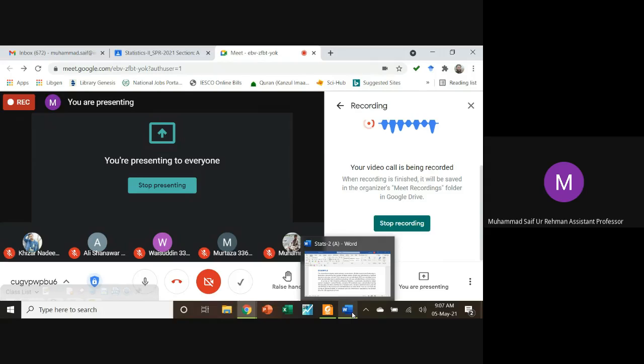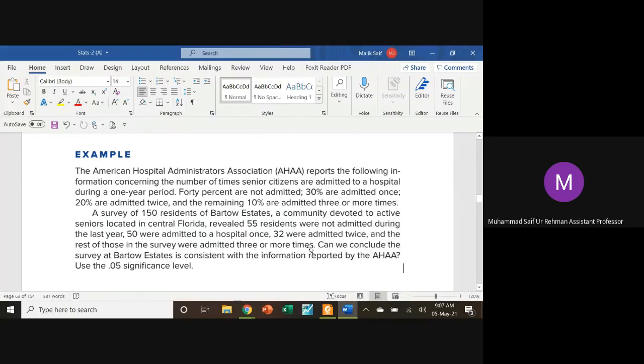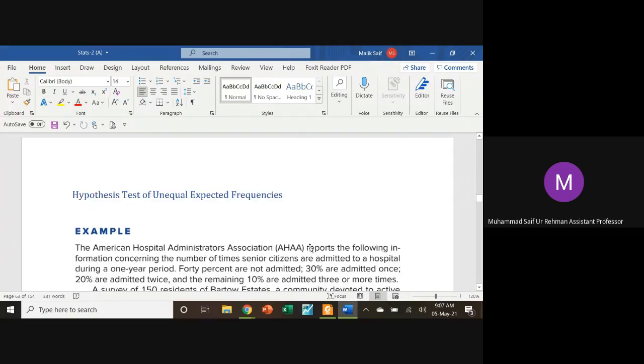Yesterday in the previous lecture, we were discussing hypothesis test of equal expected frequencies. So we solved a few examples, and today we are interested in learning hypothesis test of unequal expected frequencies. So let us solve this example.